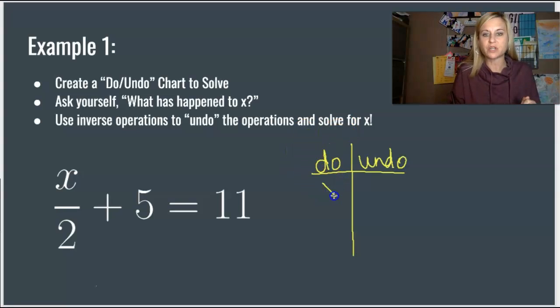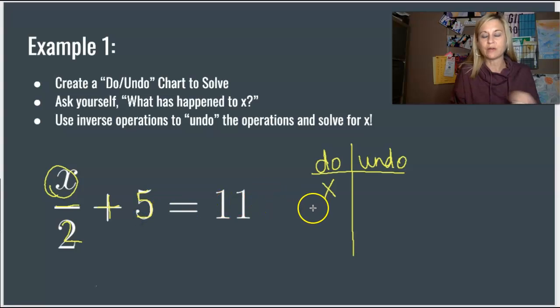So here we go, we started with X, right? So here's X right here. Okay, look at X. What's happening to X? Well, it used to be alone, and then what I did to it was I divided it by 2. So you see that's been divided by 2, and then you added 5.